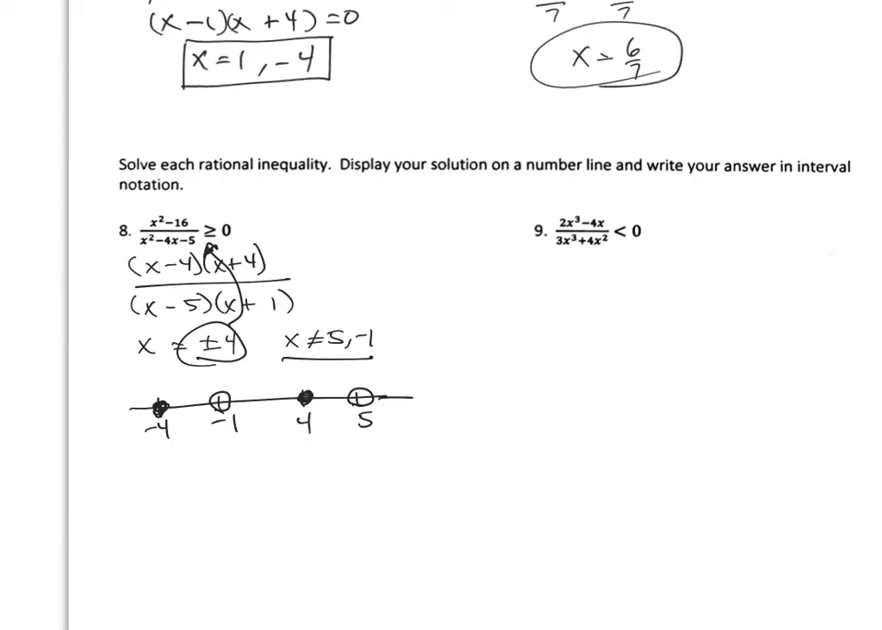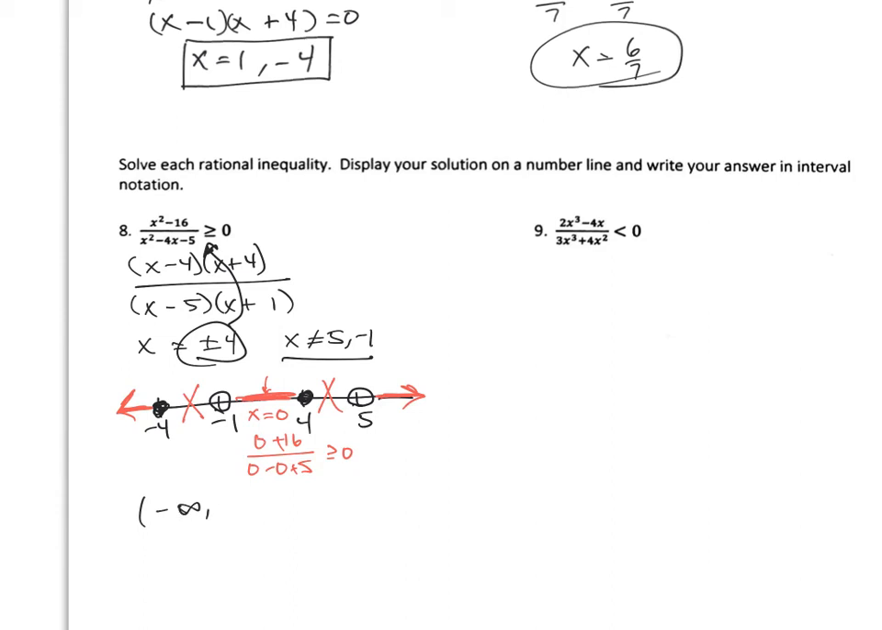Now we're going to test a section. I'm going to use 0, and that falls right in through here. We didn't have anything cancel, so I'm going to go ahead and use the original. So we have 0 minus 16 on top of 0 minus 5. Is that greater than or equal to 0? Well, 16/5 is positive, so yes, this actually works. So this is a yes. No. Yes. If this middle section right here is a yes, then this will be a no, and this part will be a yes.